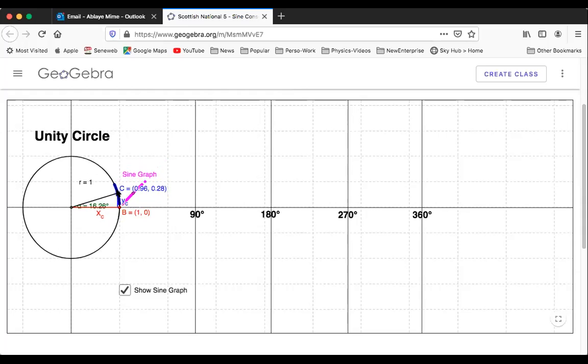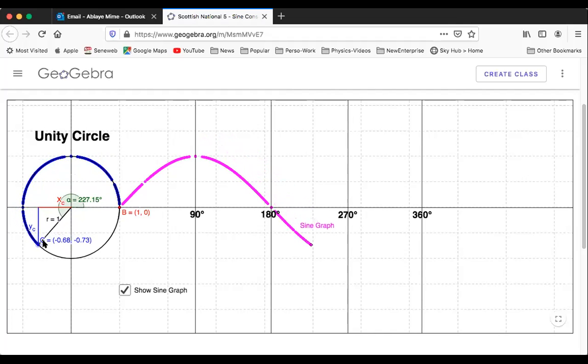When I start increasing my angle, you can see the sine just keeps increasing. The sine graph itself keeps increasing. And when I reach 90 degrees, my graph is at its peak here. We reach the value of 1. Remember, this was the unity circle. So if I keep going through, I'm at 180 degrees now, and I keep just going.